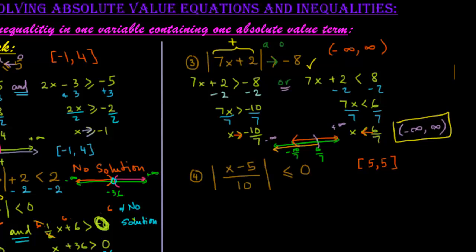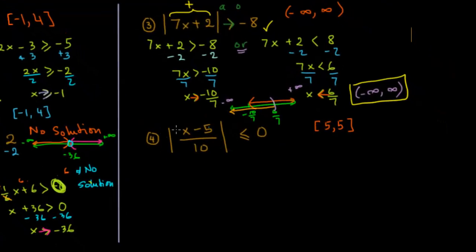Now let's work on number 4. So we have the absolute value of x minus 5 divided by 10 less than or equal to 0. So our job is to break it down into two inequalities. x minus 5 divided by 10 less than or equal to 0, and x minus 5 divided by 10 greater than or equal to negative 0. And we talked about this before, we don't have negative 0, so basically it's just 0.